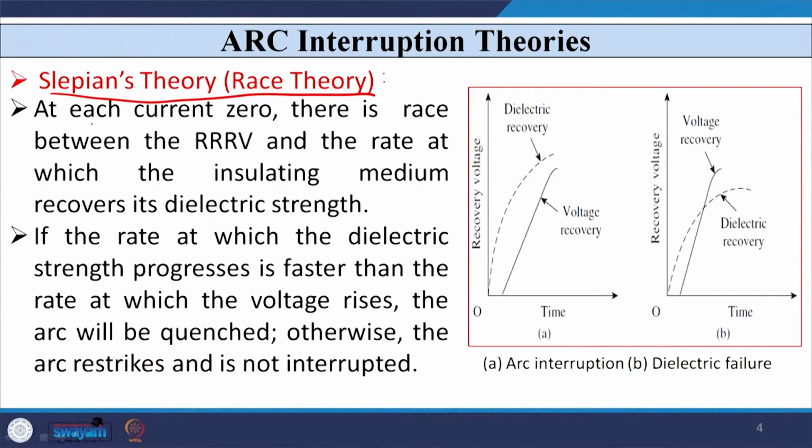As I also told you, if we use an AC circuit, then the current is always interrupted at natural current zero. So, whenever you have current zero, there is a race between the rate of rise of restriking voltage and the rate at which the insulating medium recovers its dielectric strength. This insulating medium can be air, pressurized air, oil, SF6 gas, or vacuum. So, it depends on what type of insulating medium you use. The dielectric strength of that insulating medium varies according to the type of insulating medium used.